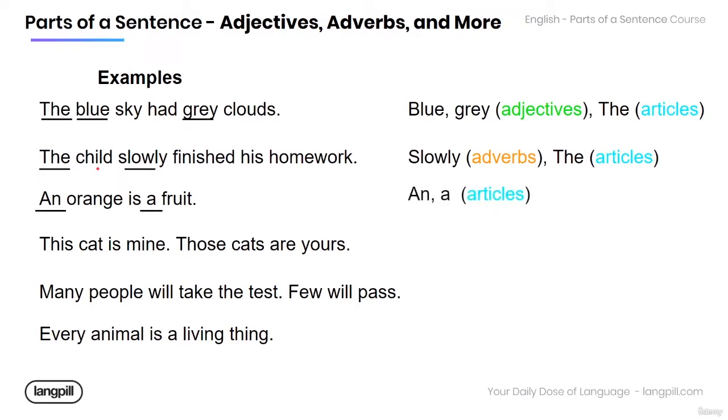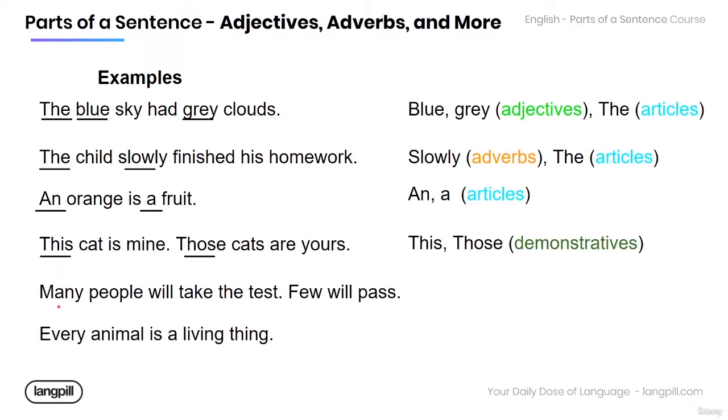An orange is a fruit. Here we have an and a, which are both articles. An for an orange. If the noun makes a vowel sound at the beginning, we use an. If not, we use a. The next sentence: this cat is mine, those cats are yours. Here we're using demonstratives. We have this and those.